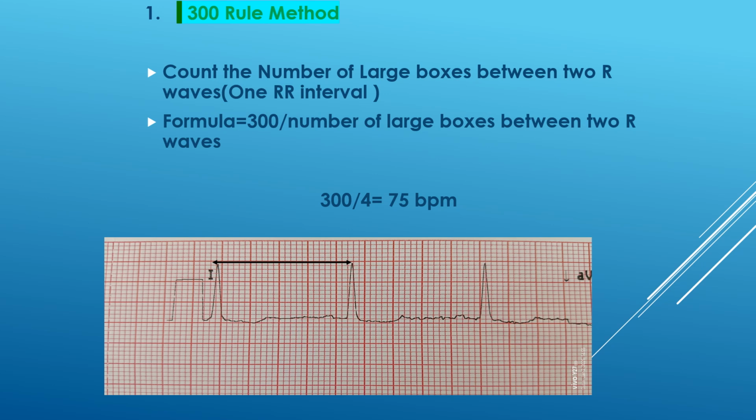Here you can see between the two R waves, two R peaks, there are four large boxes: 1, 2, 3 and 4. The formula for calculating in the 300 rule method is 300 divided by the number of large boxes between the two R waves. Here 300 is constant. So in this ECG the heart rate is 300 divided by 4, the number of large boxes between the two R waves. So the heart rate is 75 beats per minute.